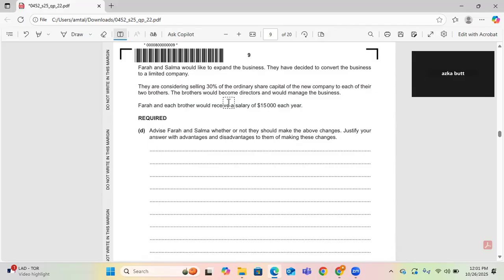The other benefit we could write is that the responsibility will be shared if they become a private limited company with the help of the two brothers of Farah. Whereas the disadvantage could be that the brothers don't have any experience, so they will be taking a share only, but they will not be giving any quality, time or experience to the business. So at the end, you can make one recommendation on the basis of any advantage.